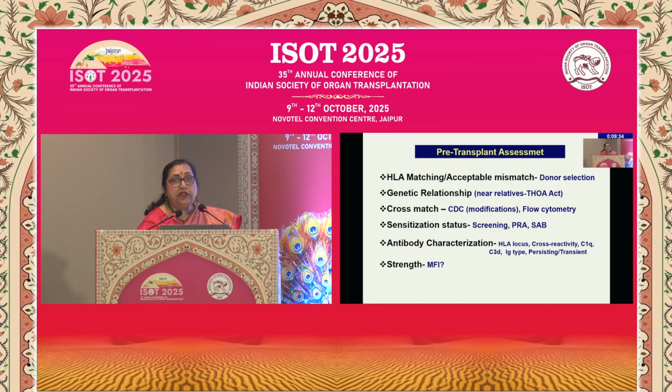Sensitization status: we need to screen the antibodies, or do a PRA assessment, or a donor-specific antibody assessment, and that's what we need to keep in mind. When we are characterizing antibodies, we look at which locus, what the cross-reactivity is, whether they're complement fixing, C3d binding, what type of IgG, and whether the antibody is persistent or transient, which is what impacts the graft.